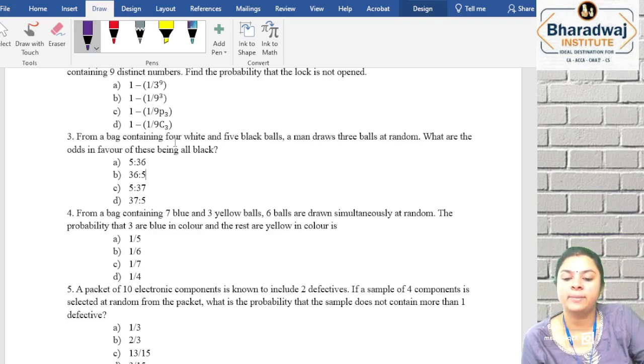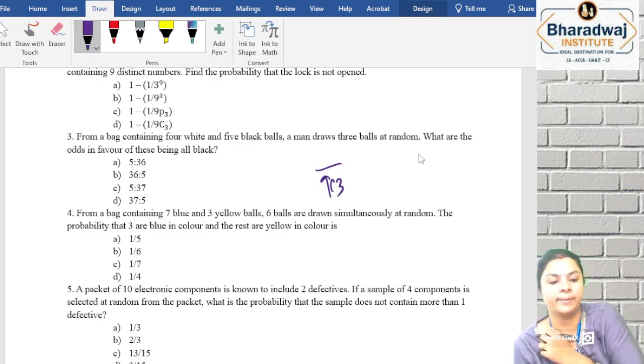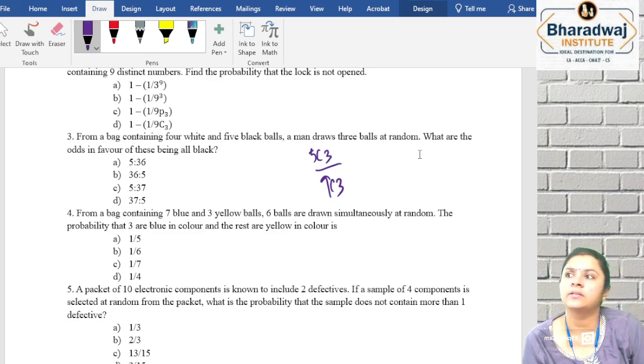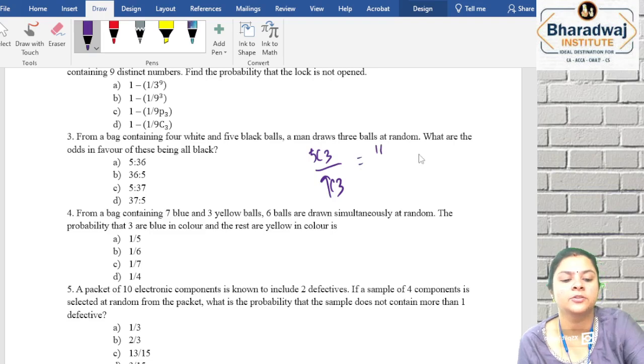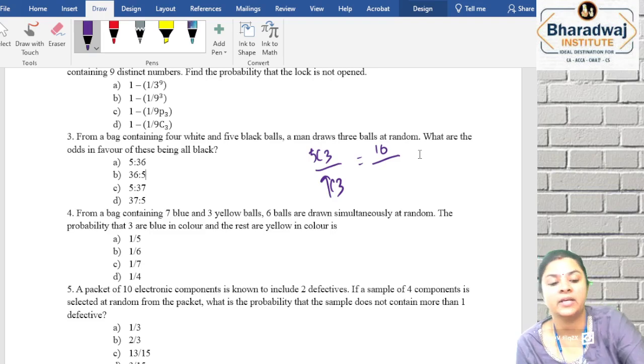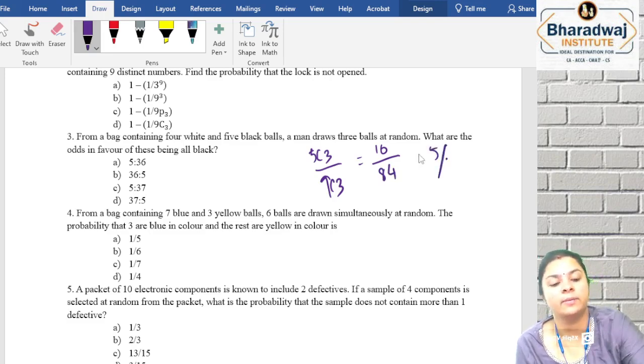So the denominator will be 4 white and 5 black, 4 plus 5, 9C3. The denominator is 9C3, and all being black, so 3 balls are drawn, totally 5C3. So 5C3 by 9C3. 5C3 is 10, correct? So 10 by 9C3, which is 7 into 8 into 9 by 6, 84. So 10 by 84 is 5 by 42.